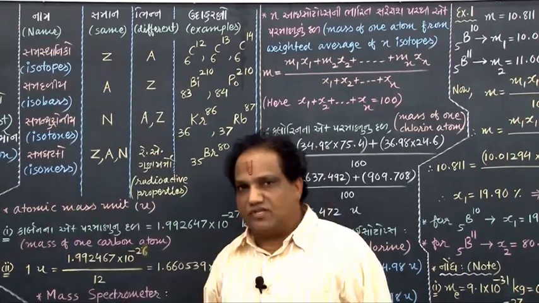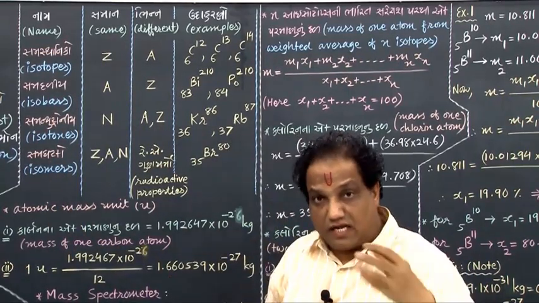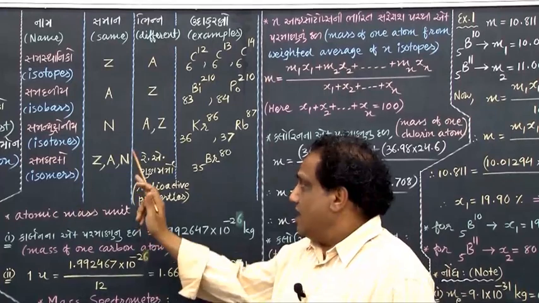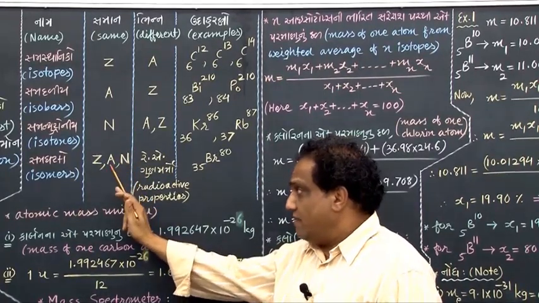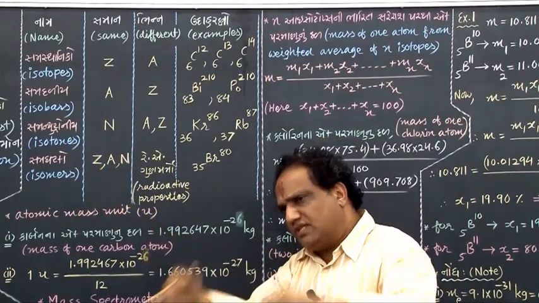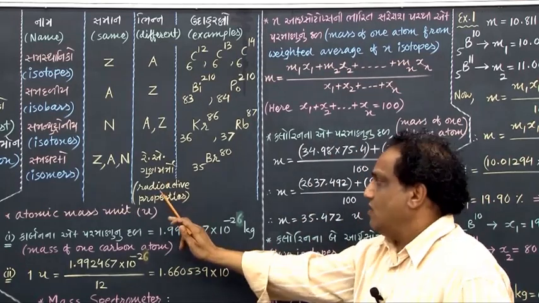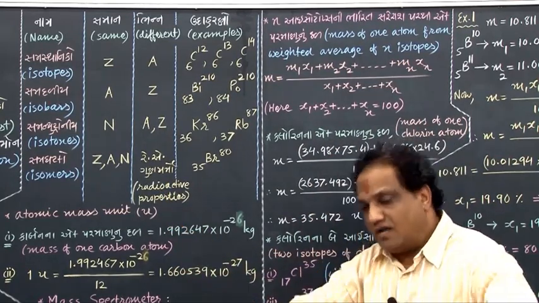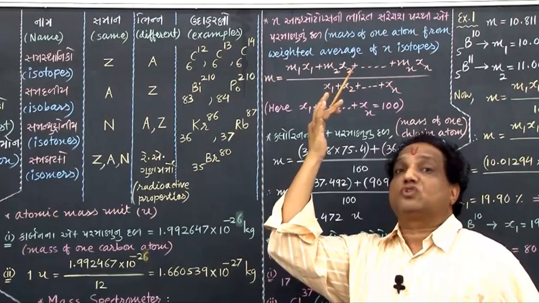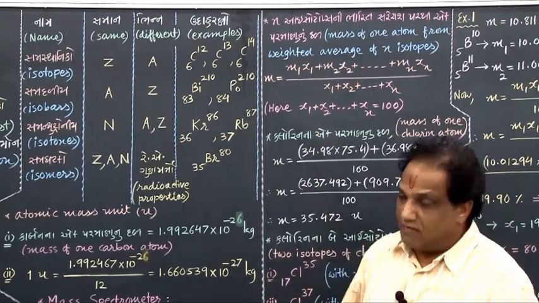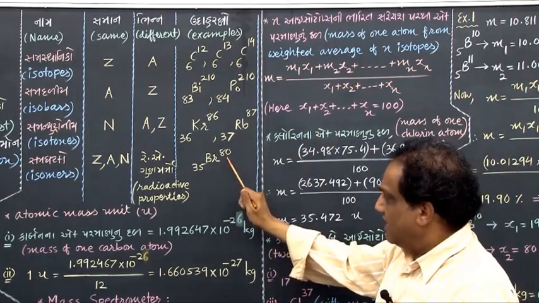Now, the last definition, isomers. Atoms for the nuclei of which number of neutrons, atomic mass number, everything is same, but their radioactive properties are different are called isomers of each other. For example, 35 bromine 80.